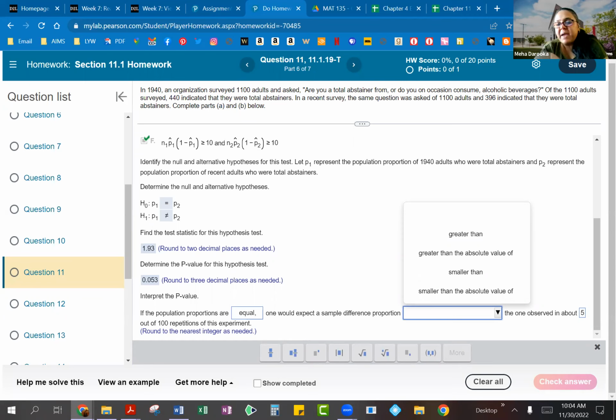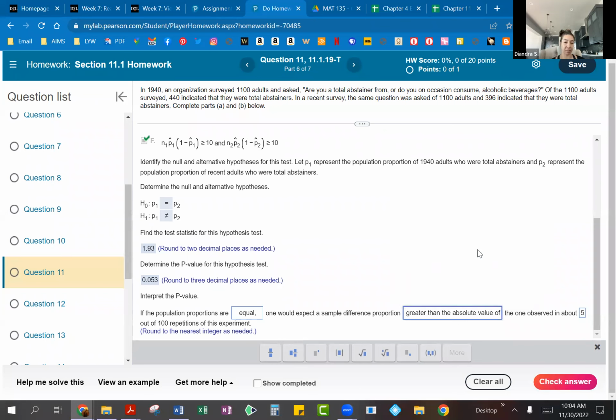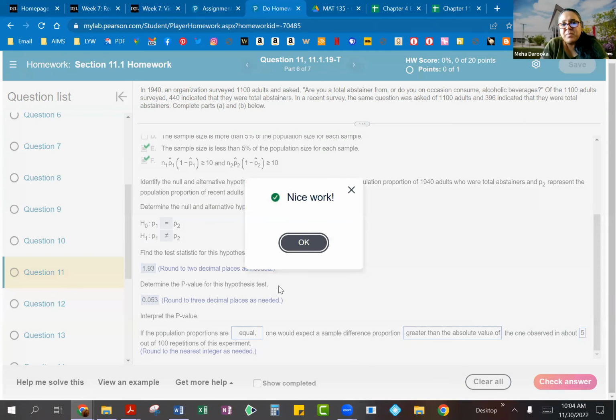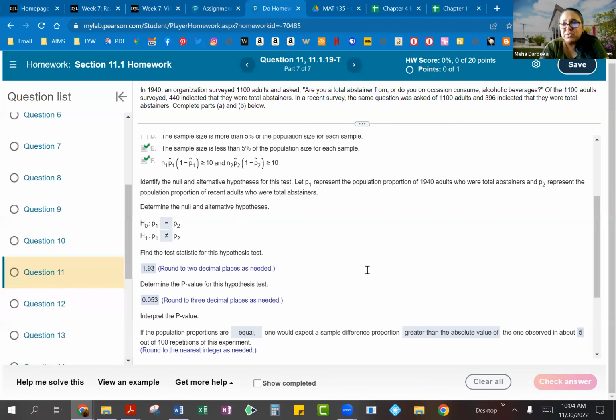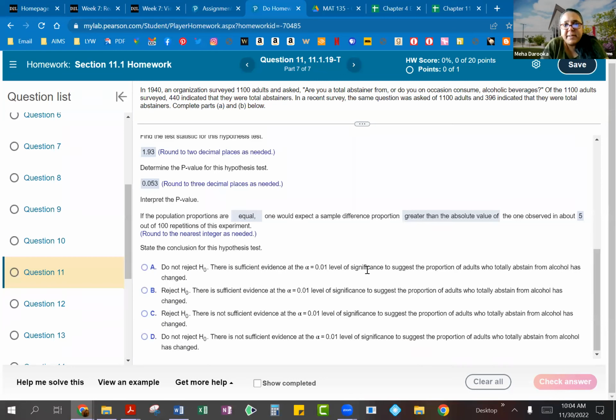Because when you did the comparison between your p-value and alpha, we had greater than, right? Your p-value was greater than. So you're choosing between greater than or greater than the absolute value of. Those are the two options you really want to think about. So it'd be greater than the absolute value, right? Yeah, that's what I would go with, because you just never know with these kinds of numbers what it can come out to be. So I would always choose the greater than absolute value of. And then, of course, we are not rejecting the null hypothesis.